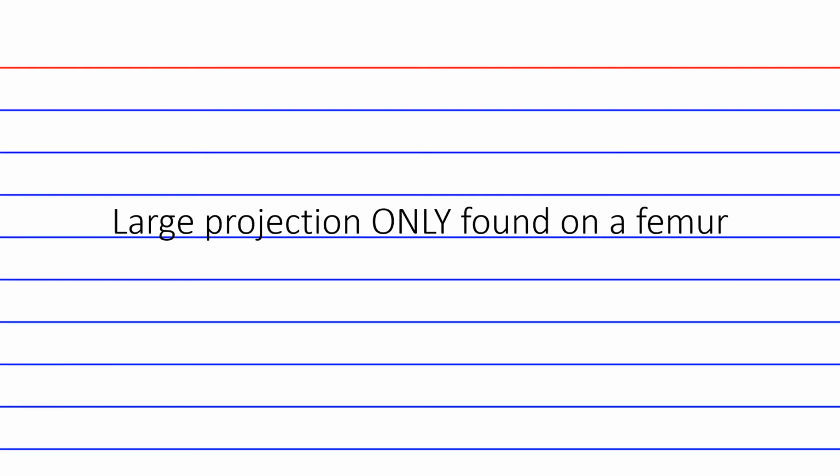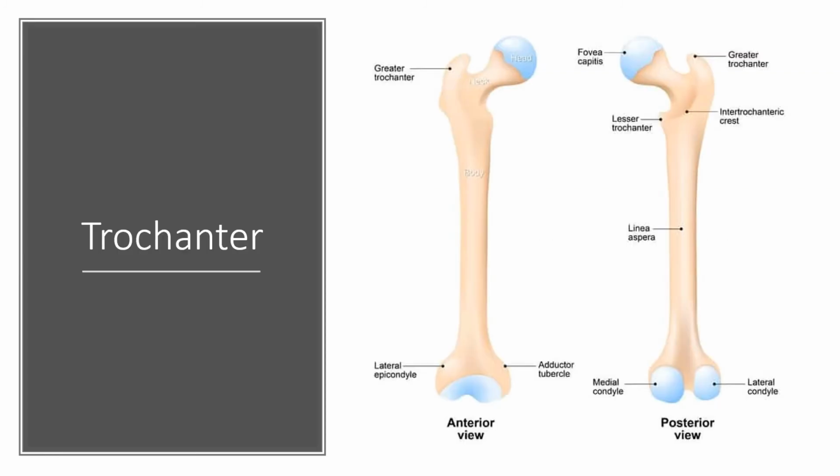This is a large projection that's only found on a femur. The answer is the trochanter. Remember, there are both a lesser and greater trochanter on the femur.